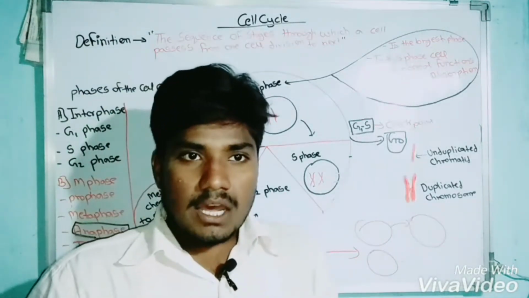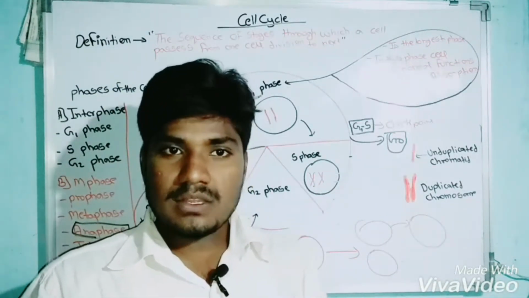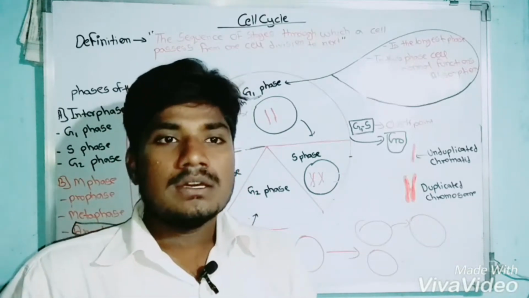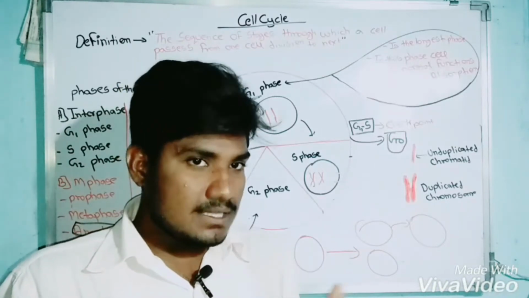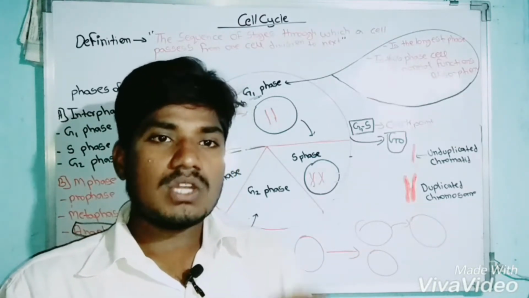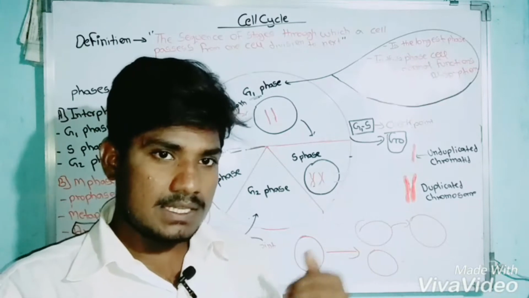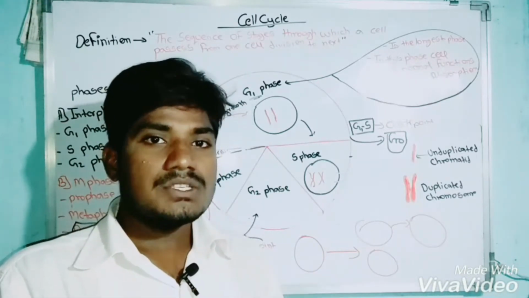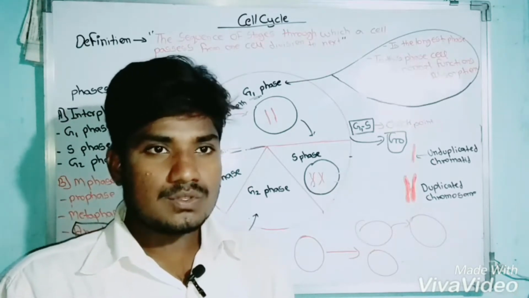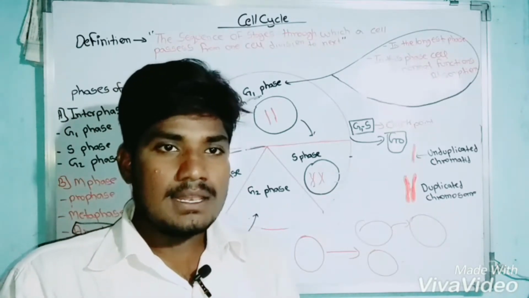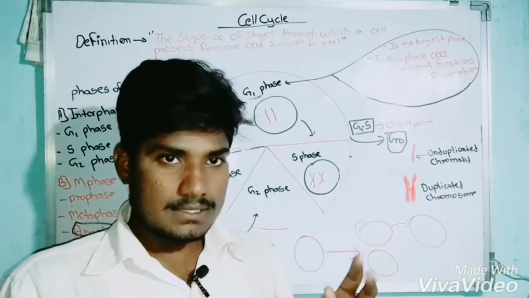So friends, after watching this video lecture, you will be able to understand questions like what is the meaning of cell cycle, what are the different phases of the cell cycle, and what are the checkpoints of the cell cycle. Okay, so cell cycle has two different phases.